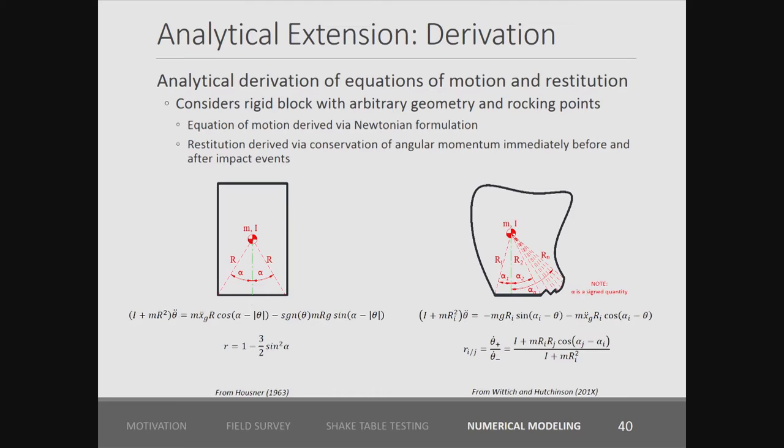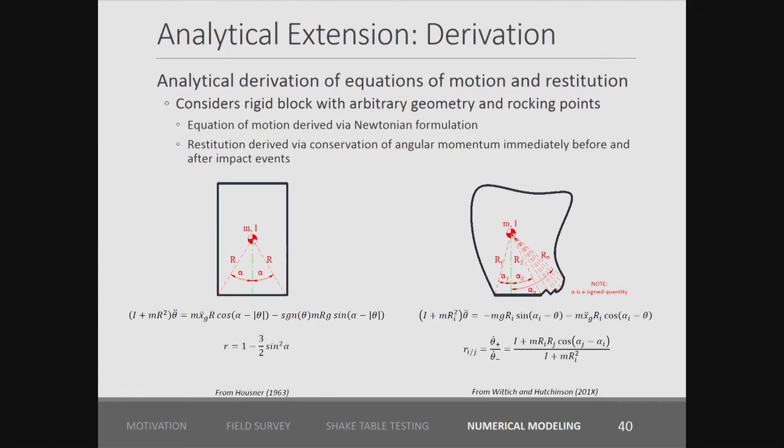The classical equations of motion for the 2D two-point model are again shown on the left-hand side and compared on the right-hand side with the newly derived model, accounting for an arbitrary number of rocking points. The equation of motion, as shown, was derived in a similar fashion, including a Newtonian formulation, as well as the conservation of angular momentum to derive the coefficient of restitution. And while the equation of motion appears quite similar to the original model, the individual geometric parameters, shown here by R and by alpha, are no longer a function of the block's geometry and are rather more specific to the given rocking point at that point in the time history.